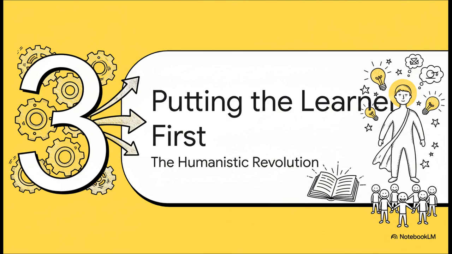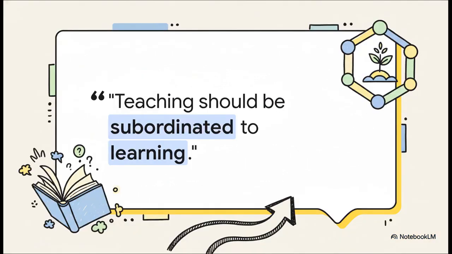This was the start of the humanistic movement. And this quote from Caleb Gattegno, who is a huge figure in this movement, just says it all. Teaching should be subordinated to learning. The focus completely shifted. It wasn't about what the teacher was doing anymore. It was about what the learner was feeling and experiencing. The main goal became creating a safe, low-anxiety space where students could really thrive.